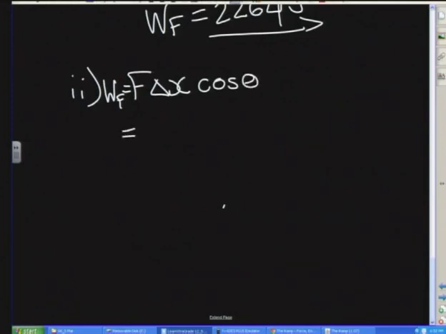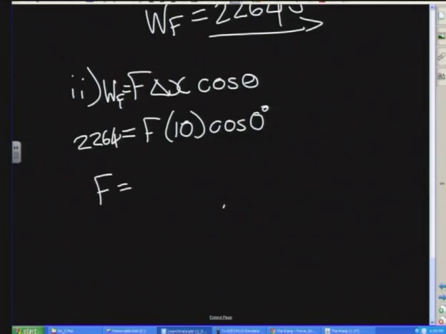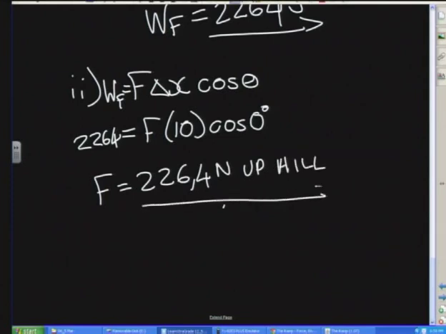But lucky for us, I'm looking for F. My displacement is 10. Cos theta is cos of 0 degrees. And my work is 2264. And what that allows us to do is divide through by 10. And my force is equal to 226.4 newtons up the hill. Now guys, that's what you need to calculate the power.